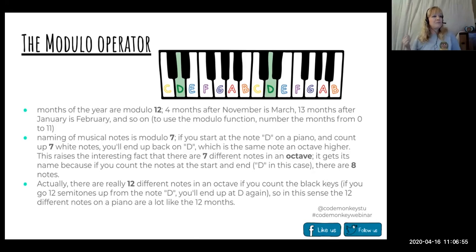Now, if you get nitty gritty, there are actually 12 different notes in an octave because you have sharps and flats, the black keys. You will have 12 semitones, is what they call it. We call them half steps when I was in music theory. So if you start at D and go up to an octave higher D, it's a total of 12 different notes on the piano, just like the 12 months in the calendar year. Next.